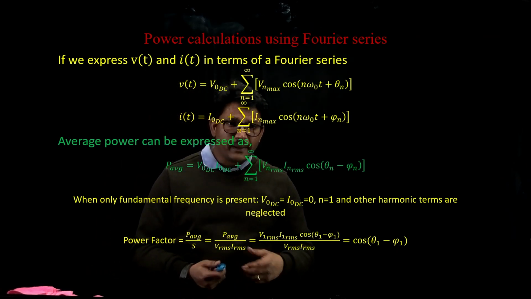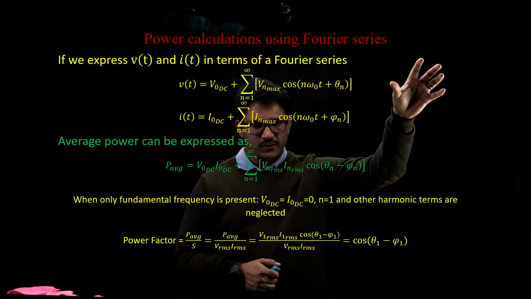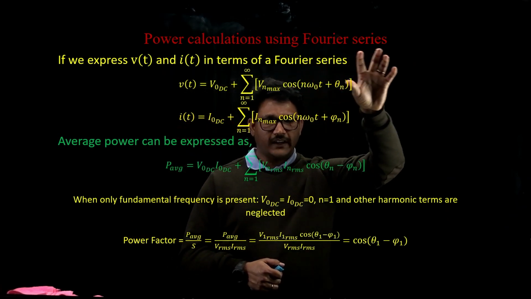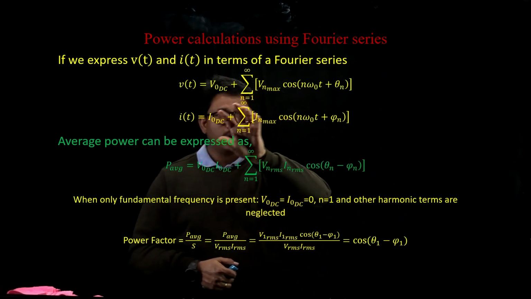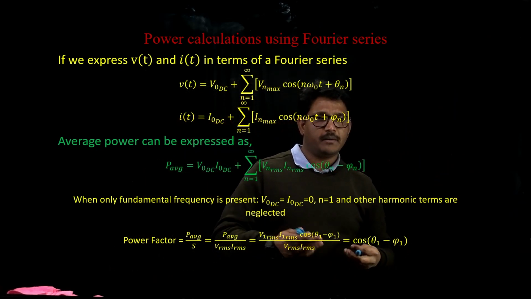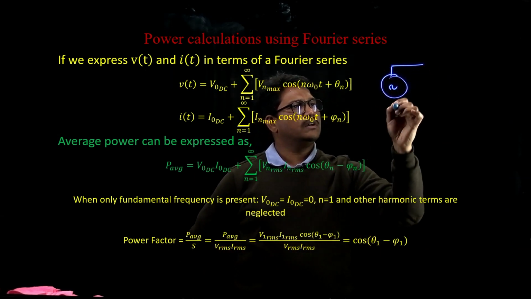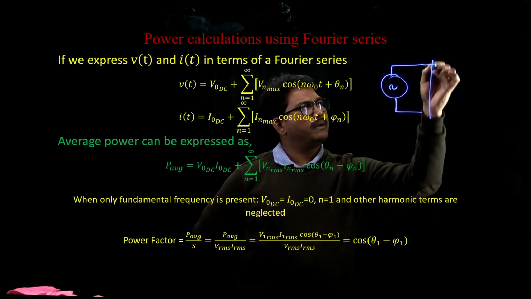But there could be a case where your voltage is a pure sinusoidal, you are supplying a pure sinusoidal voltage, but you are getting a current which has harmonic components. And where will that case be? Let us say you have a rectifier. So that's what we were talking about in the beginning.